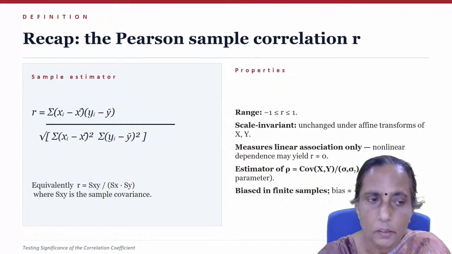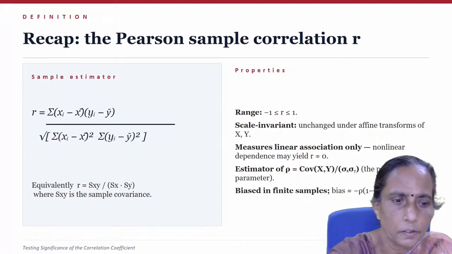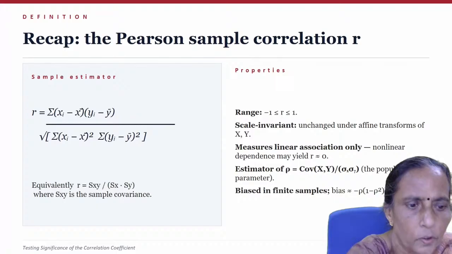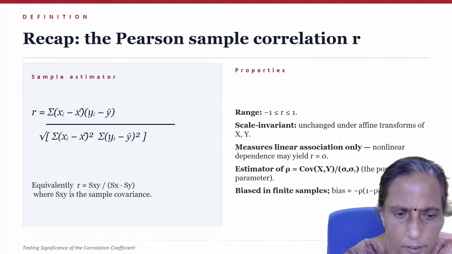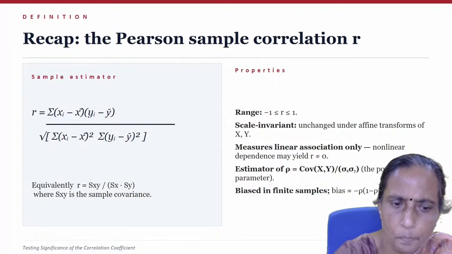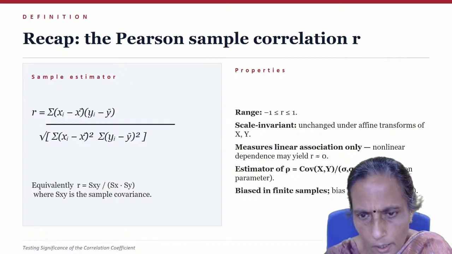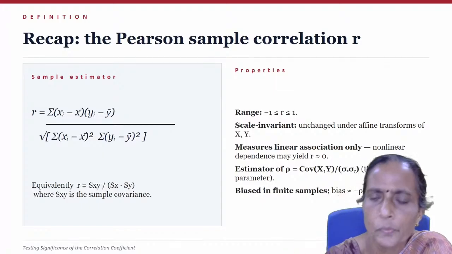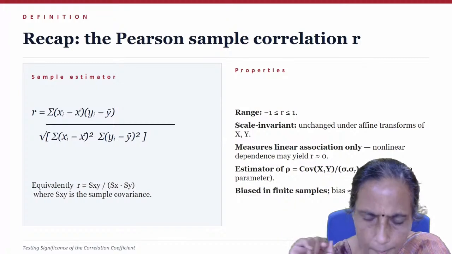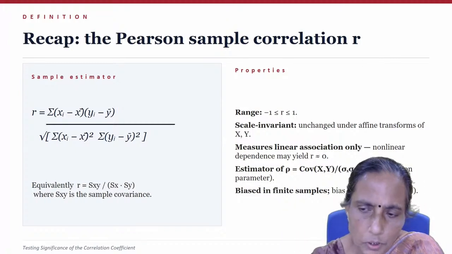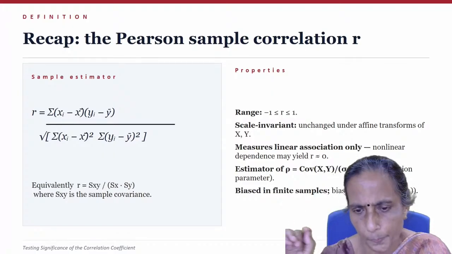Okay, recapping, you may say this is our Karl Pearson's correlation coefficient. The equivalent of this for your sample is r equal to s_xy divided by s_x s_y, where s_xy is the sample covariance. Similar is the case with the properties: R is bounded by -1 and +1, unchanged under affine transforms of x and y, measures linear association only, and non-linear dependence may yield R equal to 0.